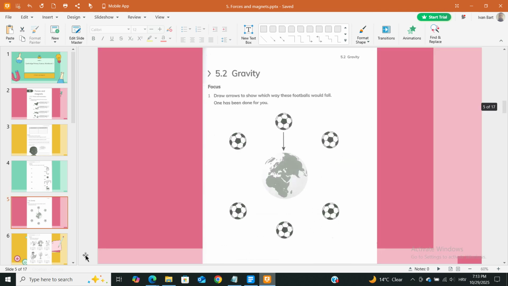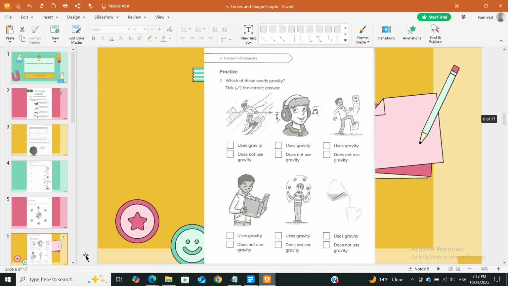Focus. 1. Draw arrows to show which way these footballs would fall. 1 has been done for you. 5.2 Gravity. 5 Forces and magnets. Practice. 2. Which of these needs gravity? Tick, check mark, the correct answer. Uses gravity, does not use gravity.